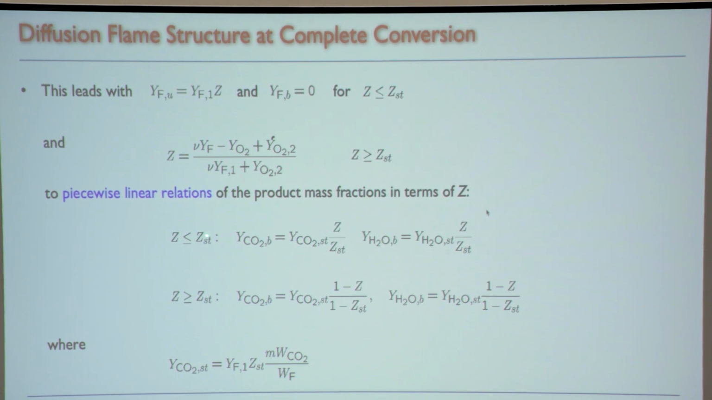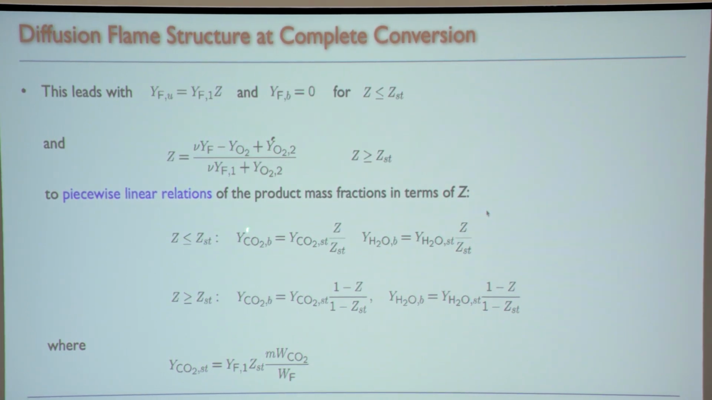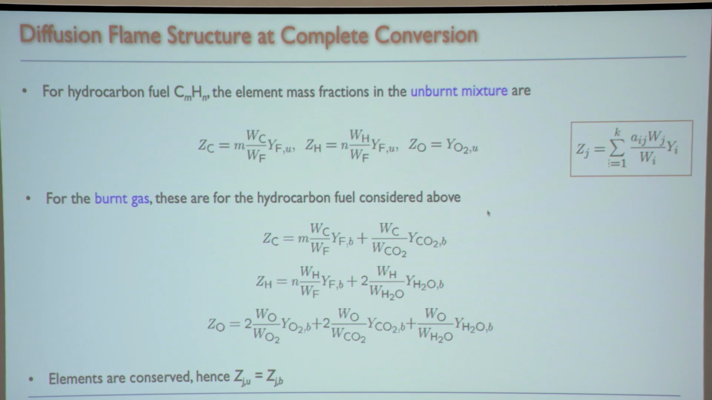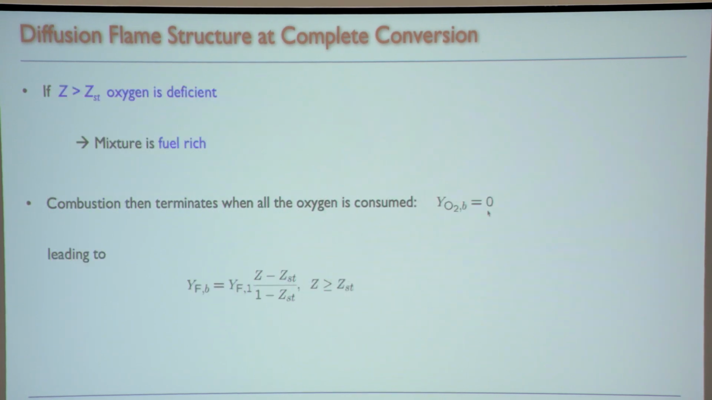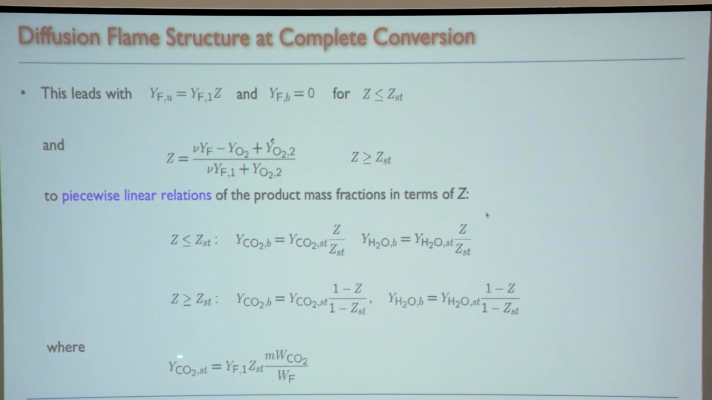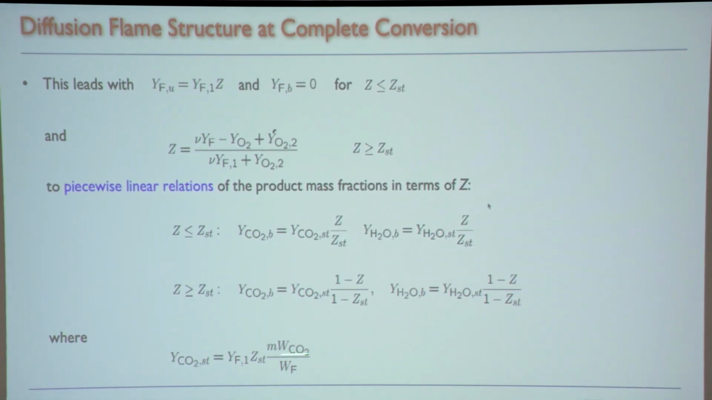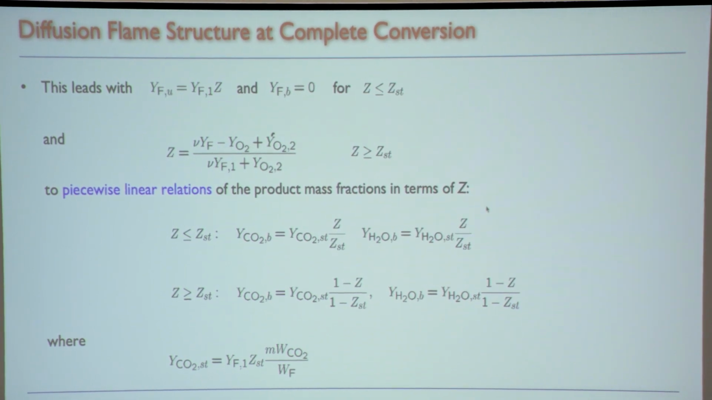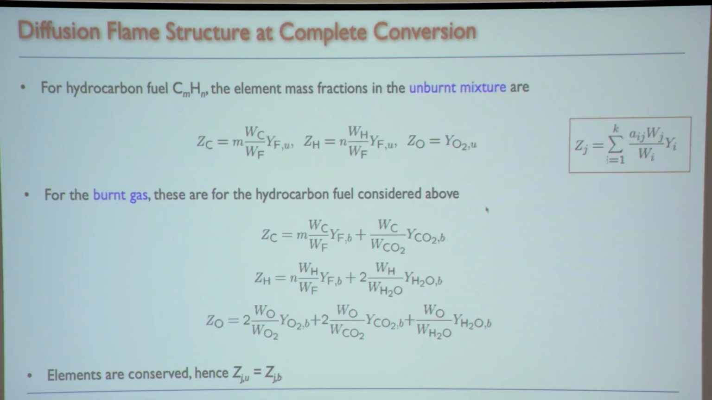For lean mixtures, for rich mixtures, I get this. And then these here depend on Y_CO2 stoichiometric. I can get this from, anyways, this stoichiometric is then given in this form, and it comes from the coupling function, here from this equation.